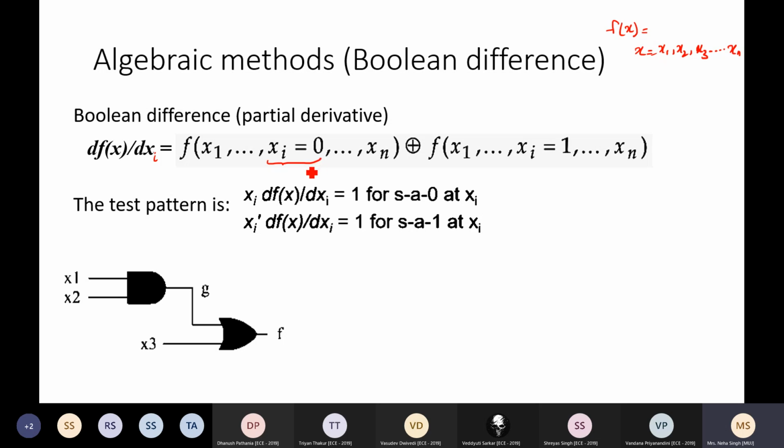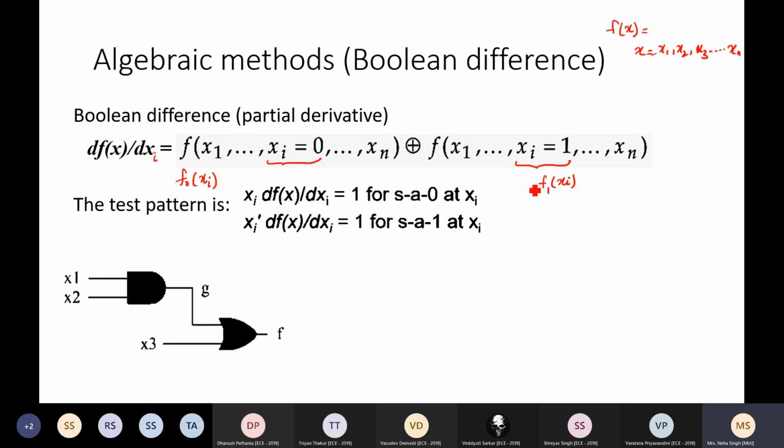One is once I have to put xi equal to 0. The other time I will put xi equal to 1 in the expression. So I will evaluate the function f when xi equal to 0. The other time I will evaluate the function f when xi equal to 1. Right? This evaluation of the function at xi equal to 0 is sometimes written as f0(xi), the value of f when xi is put equal to 0. When the function f is evaluated for xi equal to 1, it is represented as f1(xi).